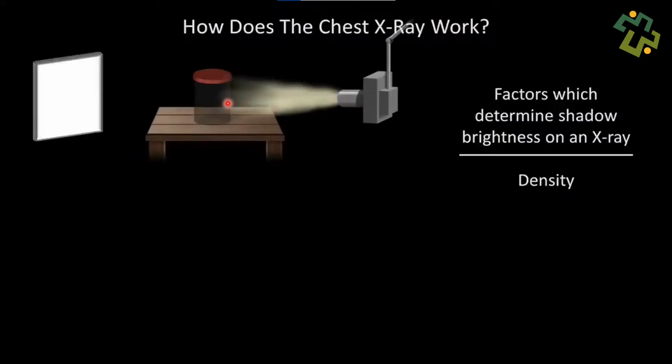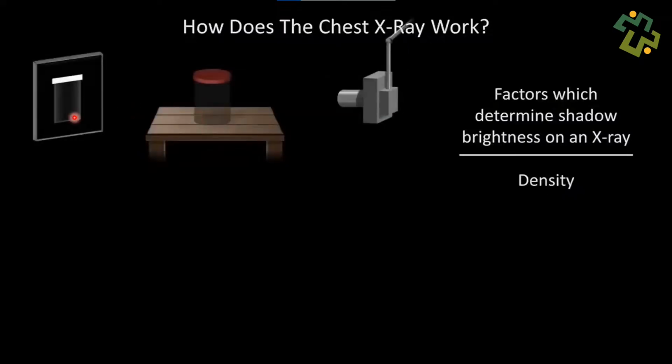The ones that pass around the jar or through the jar interact with the film. And here is what is left. Okay, now any part of the film which many X-rays have struck turns black. Parts of the film where no X-rays have struck have remained white, and the parts of film with a modest amount of X-rays struck are various shades of gray.